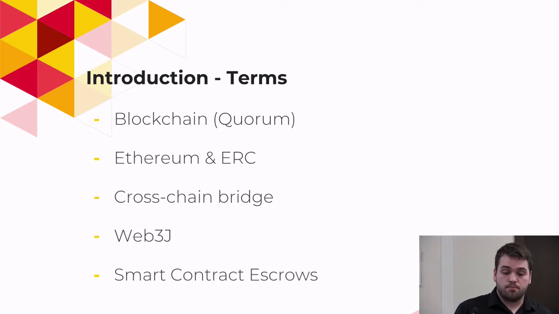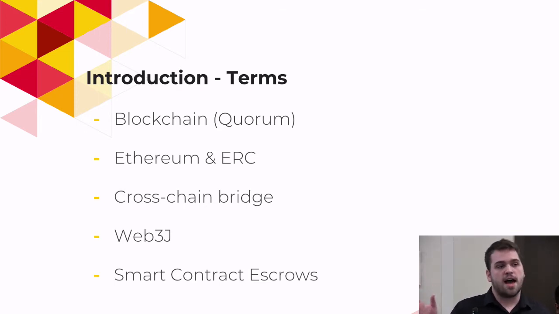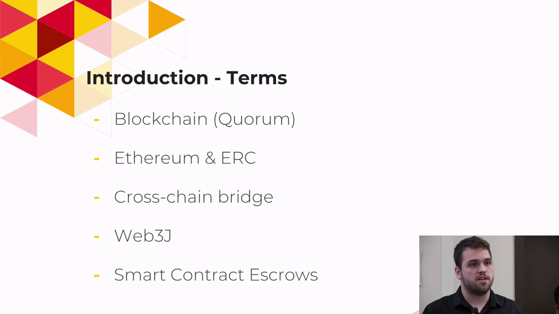The cross-chain bridge is sort of bridging between two different blockchains. So if we have one blockchain over here, one blockchain over here, how do we do a transaction that goes across those blockchains without using a traditional exchange for monetary funds?